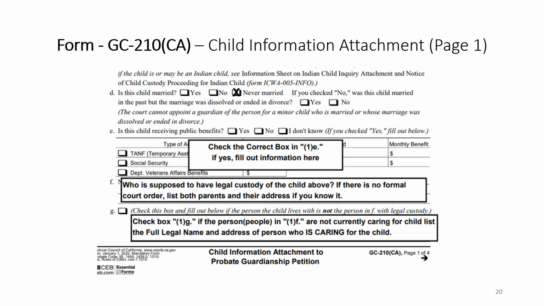At the bottom of page 1, for Item 1E, you will indicate whether the child is receiving any public benefits such as Social Security or Medi-Cal. For Item 1F, list who currently has legal custody of the child or children. If there are no specific court orders in place, then generally it's the child's parents who have custody. In Item 1G, write the name and address of the person who the child is currently living with, if the child is not with their parents or other person who has legal custody. If the child is living in your home now, then you will write your name and address here.